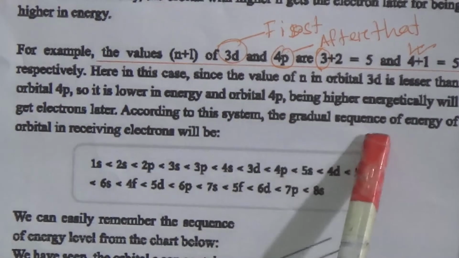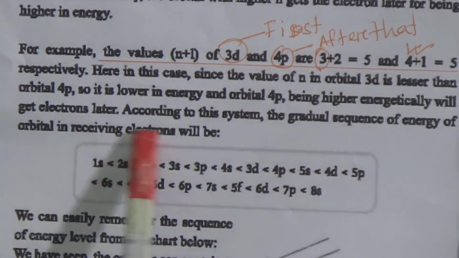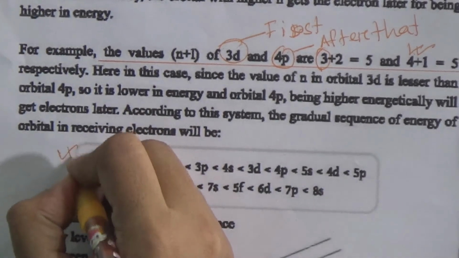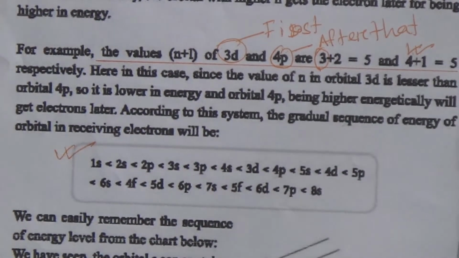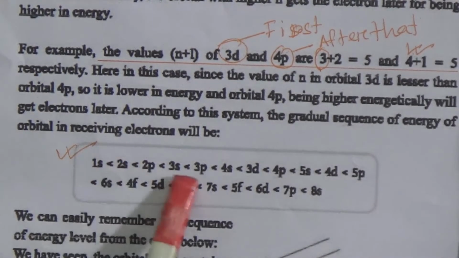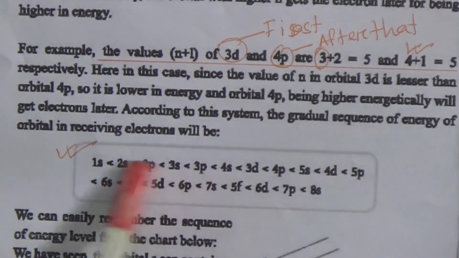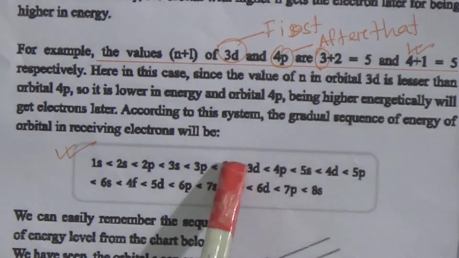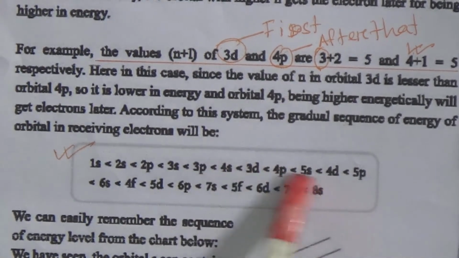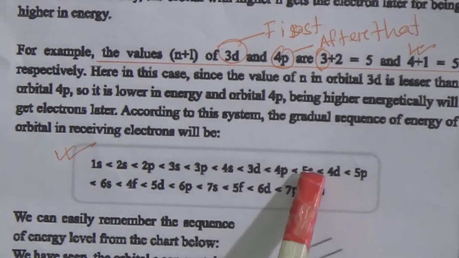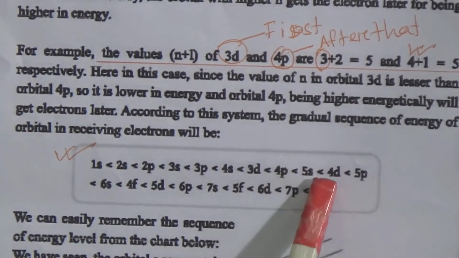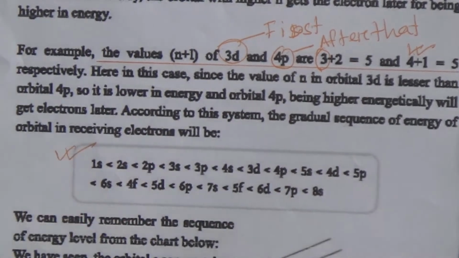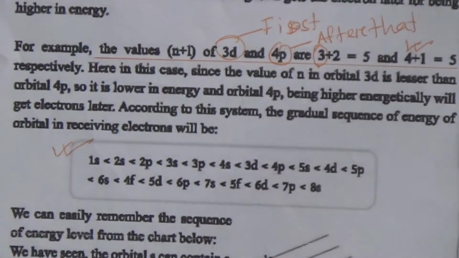According to this system, the gradual sequence of the energy orbitals receiving electrons will be, and this portion you have to learn: 2s is greater than 1s, 2p is greater than 2s, 3s is greater than 2p, 3p is greater than 3s, 4s is greater than 3p, 3d is greater than 4s, 4p is greater than 3d, 5s is greater than 4p, 4d is greater than 5s. Like this way the electron enters the lower energy level first, and here you have to memorize this chart.